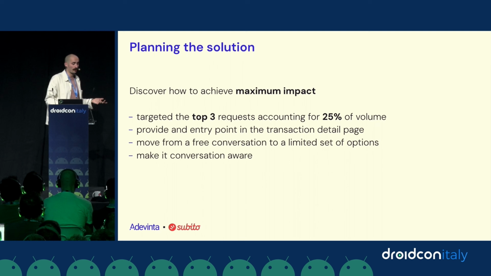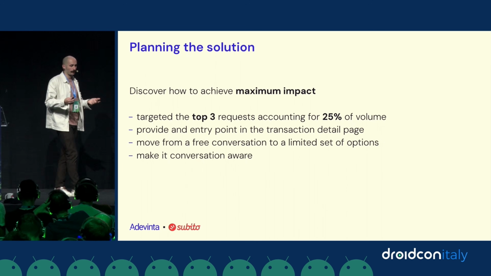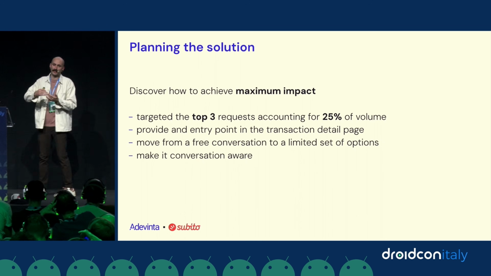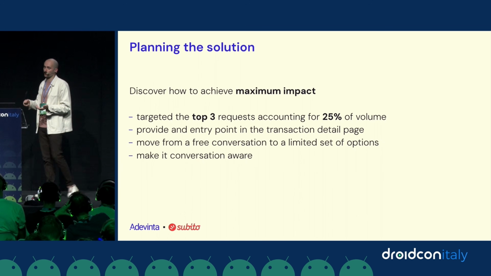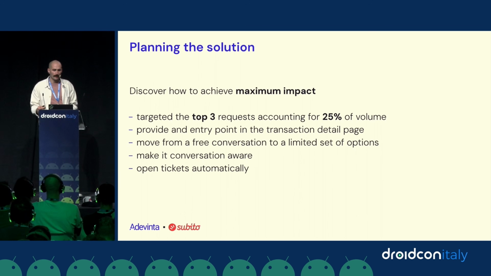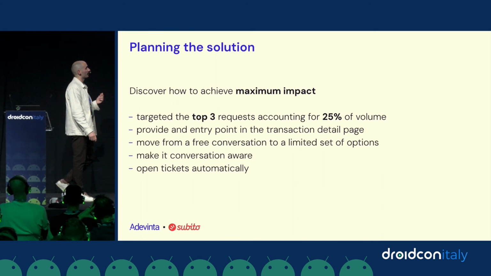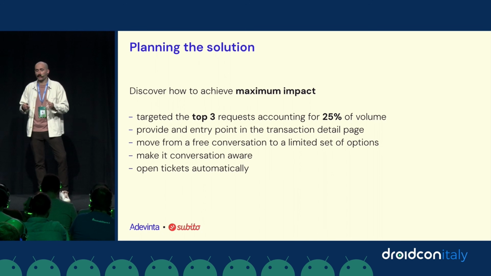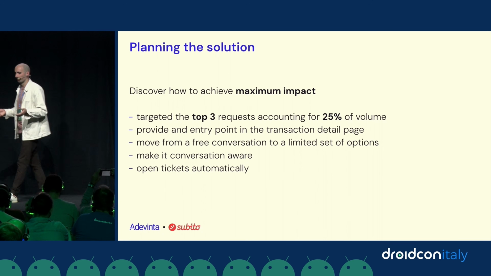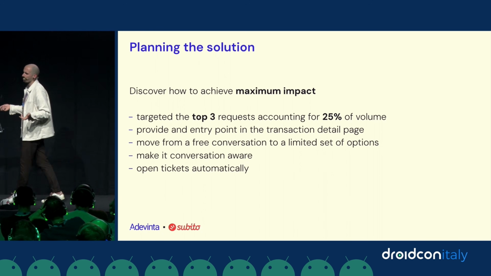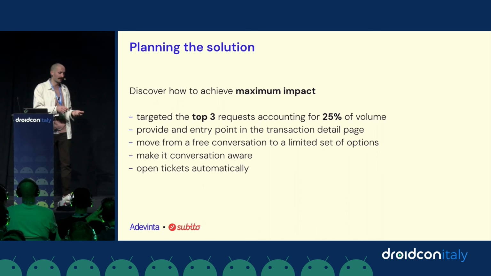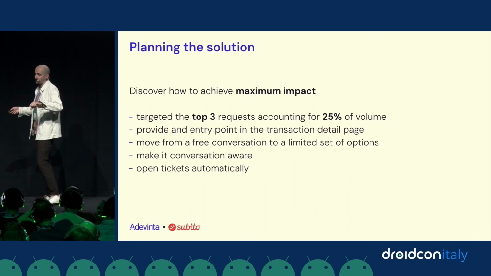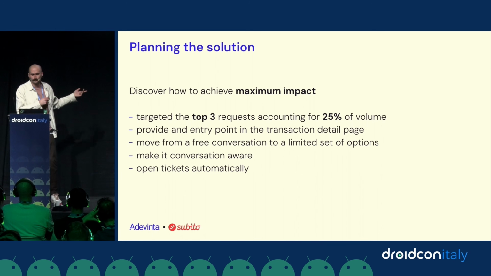Then we had to make it conversation aware. Before it actually wasn't. So you just had one question, one answer. In this case, the bot had to understand everything that was in the conversation up until there. And it had to open the tickets automatically. So it wouldn't say, oh, I cannot solve this issue for you, go and open a ticket. That would be awful. So it would just ask, do you want me to open a ticket to our customer service for you? And the user could say yes or no. We will see it later.